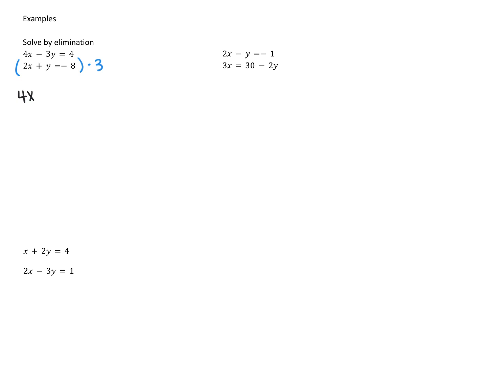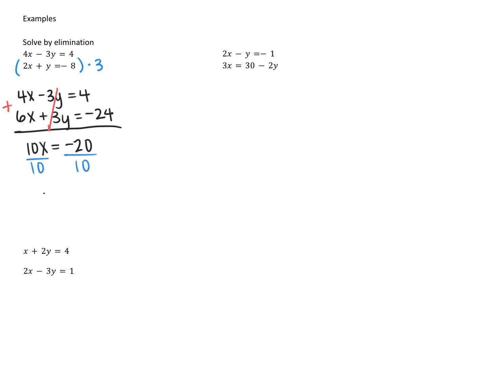So we get 4x minus 3y equals 4. And our second equation becomes 6x plus 3y equals negative 24, because everything gets multiplied by the 3. We add our equations together, and the negative 3y and the positive 3y cancel. We get 10x equals negative 20. Divide both sides by 10, and we get x equals negative 2.